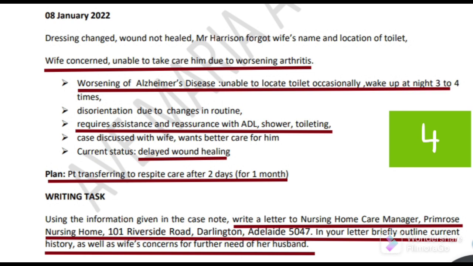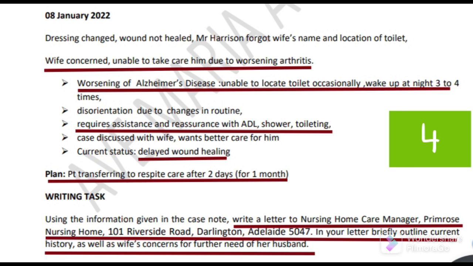We could see worsening of Alzheimer's disease, unable to locate the toilet occasionally, waking up at night 3 to 4 times, and they have given disorientation due to changes in routine, requiring assistance and reassurance with daily living activities, showering and toileting. So these will actually come as a recommendation also, because they didn't give any other recommendations. The care was discussed with the wife, and she wants better care for him. So this is the request by his wife.